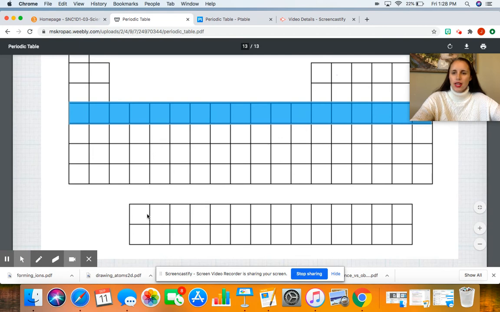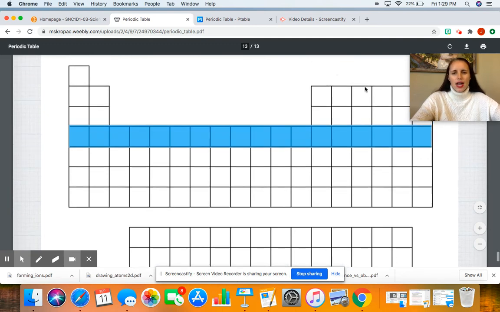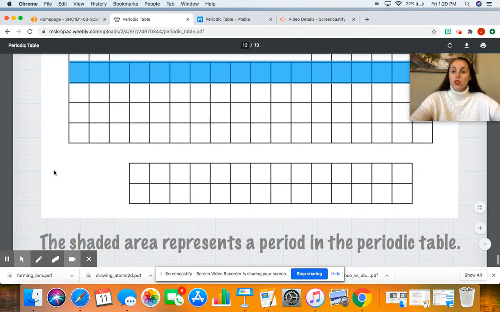These ones down here, again, the lanthanides and the actinides actually fit in the periodic table here. We're going to talk about this more in grade 11. So we don't really look at these right now. Right now, we're going to focus on the top part of this periodic table, these top 7 rows. So that's the end of our note.